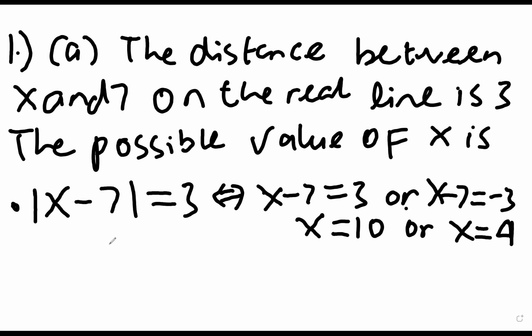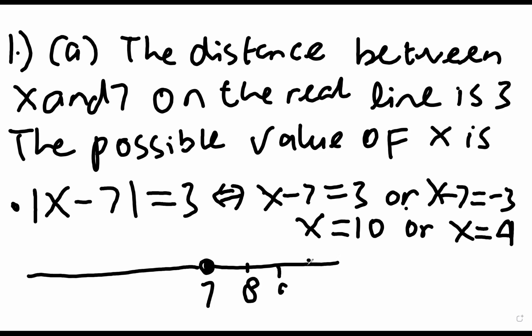We can do it geometrically as follows. So on the real line, I'll put 7 here, and then the distance between the number x and 7 is 3. So I move from 7, 3 units to the right, and then I get 10 here. This is one x, and then I can move from 7, 3 units to the left, 6, 5, 4. So I get 4 here. Okay, so it's possible to have 4 and 10 as the solution.